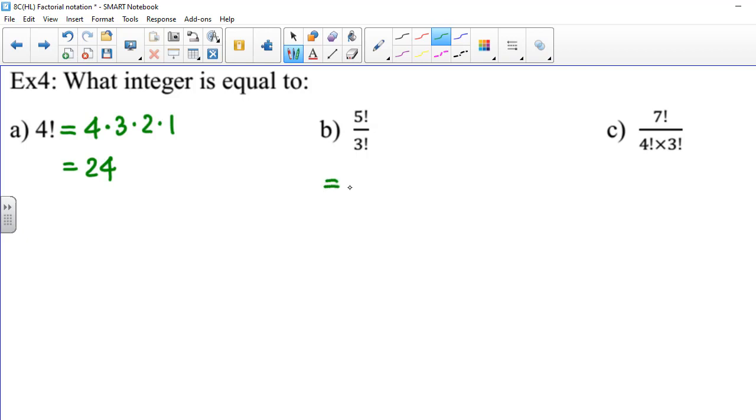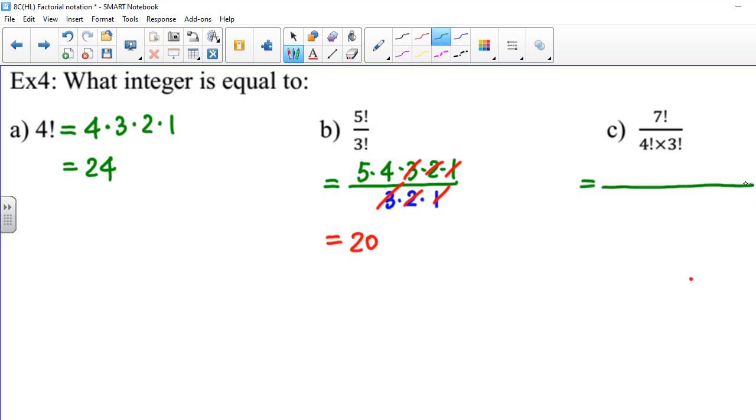5 factorial means 5 times 4 times 3 times 2 times 1. That's the numerator. 3 factorial in the denominator means start with 3 times 2 times 1. Then I can reduce the fraction by canceling the GCF between the numerator and the denominator. So the answer is 20.